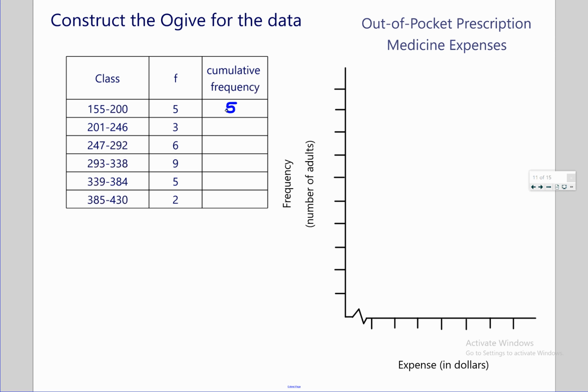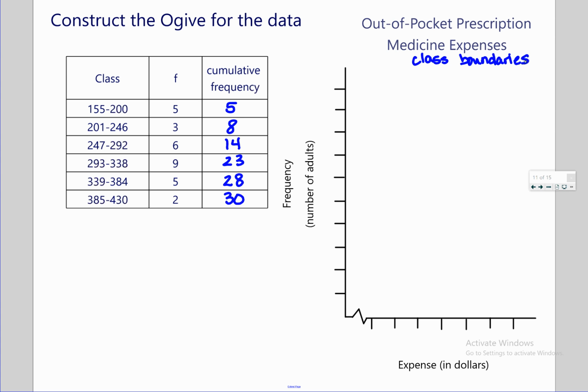So if my next class is a frequency of 3, 5 and 3 gives me 8. Keep going from there. 14, 23, 28, and 30. Okay. Graphing this, you can label it with boundaries if you want. Let's go ahead and do that. I think that's the easiest way to do this. You can do midpoints too.